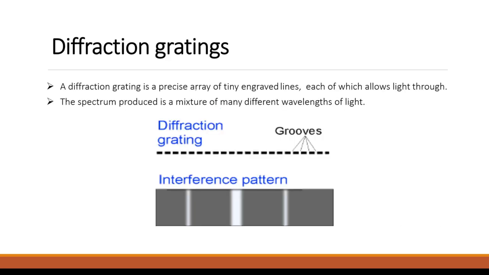So a diffraction grating is a precise array of tiny engraved lines, each of which allows light through. So these grooves let in light in this way, and the spectrum produced is a mixture of many different wavelengths of light.